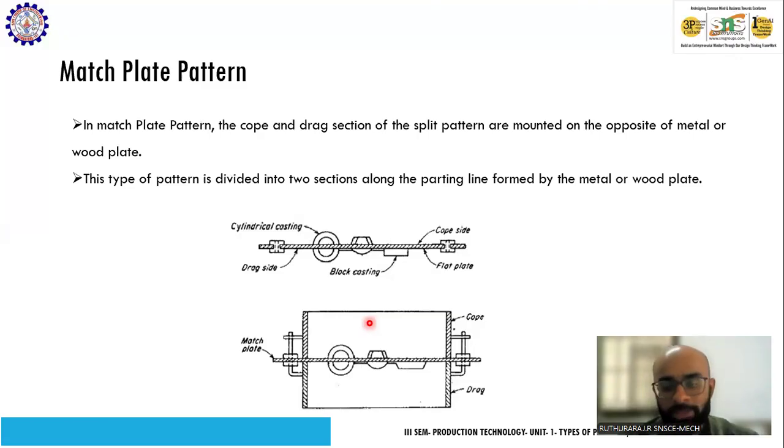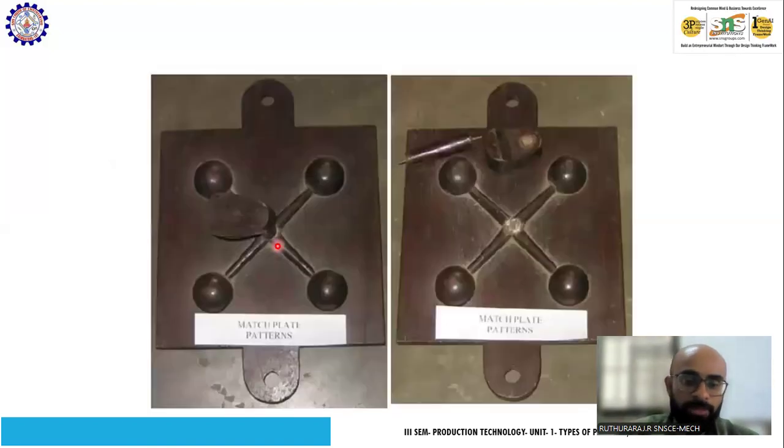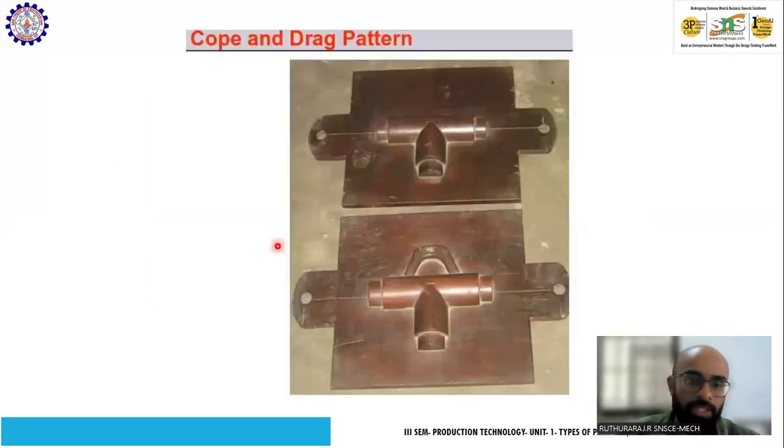Then the other type of pattern is called a match plate pattern. This is also an extension of the split piece pattern. Here different shapes are embedded. So it's a complex form of split piece pattern. Since it's a complex pattern, you will have a match plate like this to match both parts together. Hence it is called a match plate pattern. So this is a real world example of a match plate pattern.